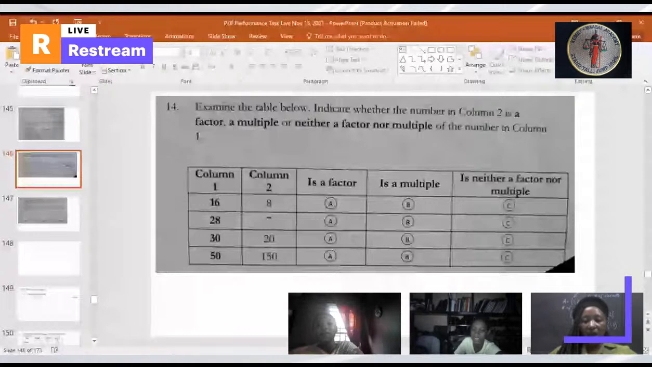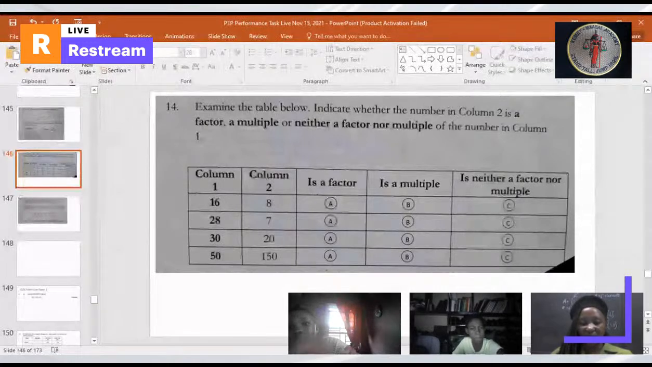The first row: is 8 a factor, multiple, or neither a factor nor multiple of 16? It's a factor. All right, so 8 is a factor. How about 7 and 28? Is 7 a factor or multiple? Factor. Right, 7 can go into 28 evenly, so 7 is a factor of 28.